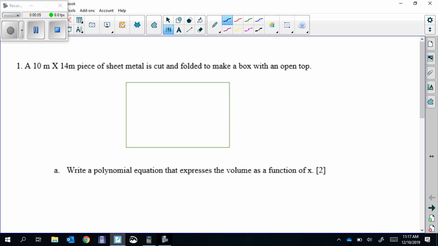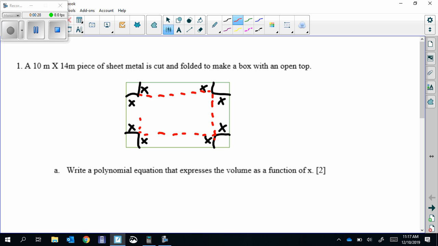Here we have a piece of sheet metal that's going to be cut and folded to make a box. To do that, you're cutting out the corners. You cut x from each corner, which means this red rectangle is what's going to be left for the base of the box.